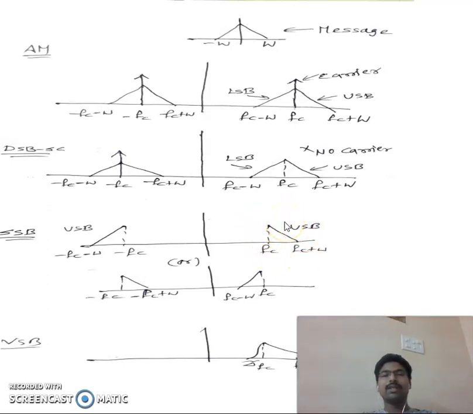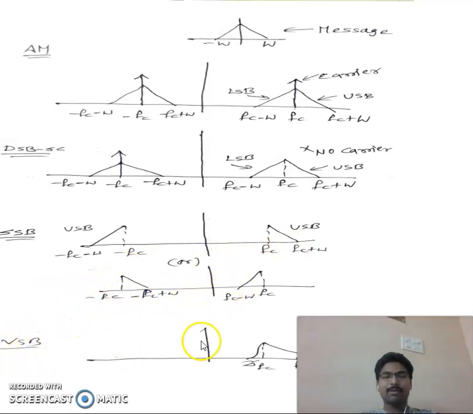So that's why we can incorporate more signals in the channel. Actually, the channel is band limited. So to send more signals in the channel, the bandwidth of the signals we are sending should be less. Then we can accommodate more signals in the channel. So in such a case, SSB modulation is useful here.